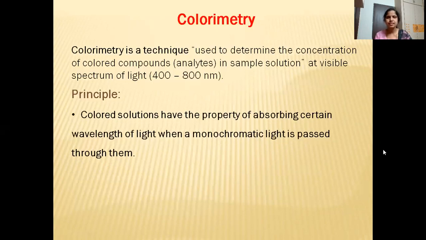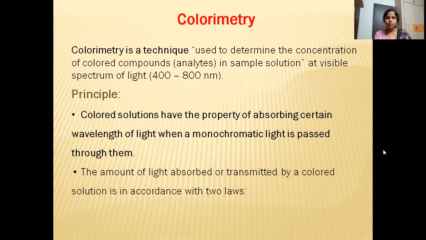The principle behind colorimetry is that all colored solutions have the property of absorbing certain wavelengths of light. So that is the main principle. How much light is being absorbed by the sample, that we measure by colorimetry. The amount of light absorbed or transmitted by a colored solution is in accordance with two laws, as I said, Beer's law and Lambert's law. By using these two laws, we determine the concentration of the colored sample using colorimetry.